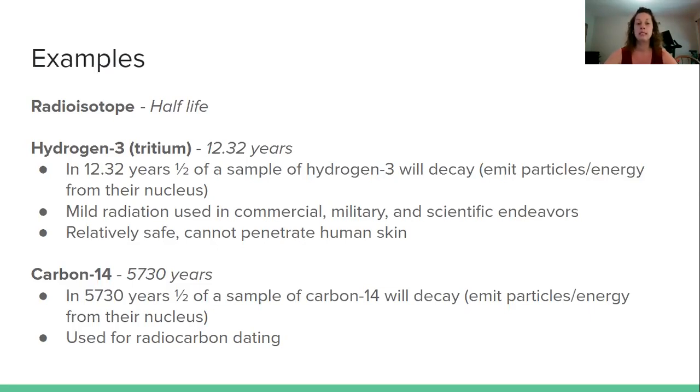And then you have carbon-14. Its half-life is 5,730 years. So every 5,730 years, half of the sample decays, and that's when it emits either the particles or the energy. We use this for radiocarbon dating. So when you hear about carbon-14 dating or carbon dating, this is the isotope that they're measuring the half-life of to figure out how old the sample is.